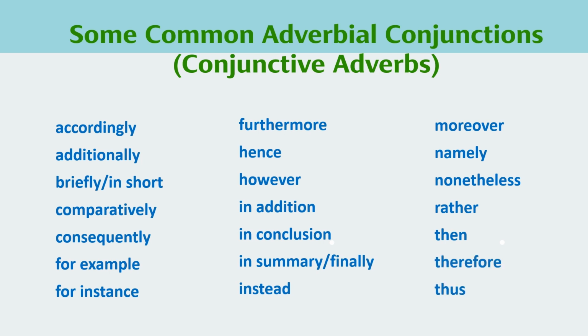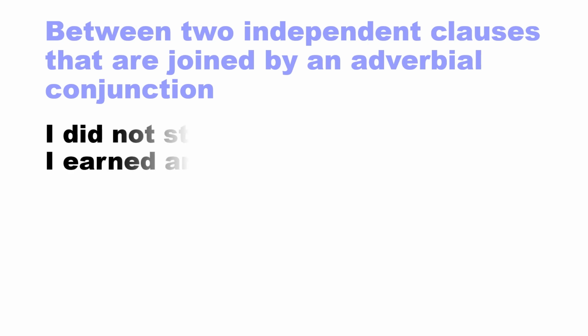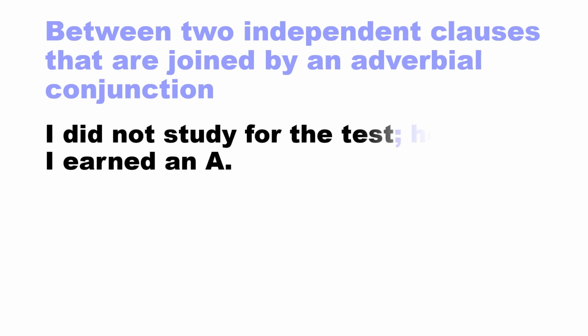Now this list isn't exhaustive. All of the adverbial conjunctions are not listed, but you should get the gist of them. The idea in this sentence should look familiar. We had it in our previous rule. I did not study for the test; however, I earned an A.